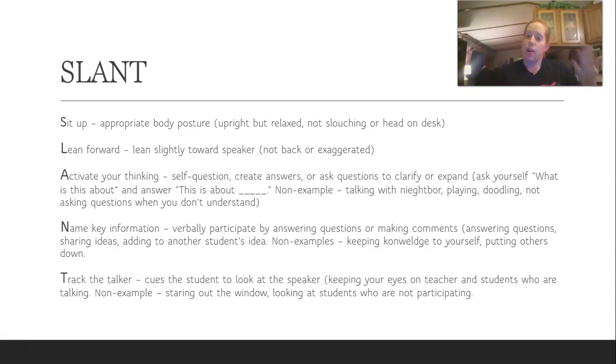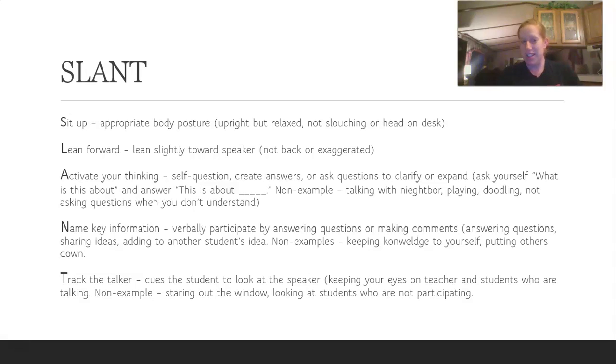The teacher asks a question, or maybe you're wondering about something, you create an answer, or you ask questions to clarify or expand. So some examples would be, what is this about? What your teacher or student is talking about. And the answer, this is about, or you could answer, this is important because. So why do you want to remember the information that's being talked about?